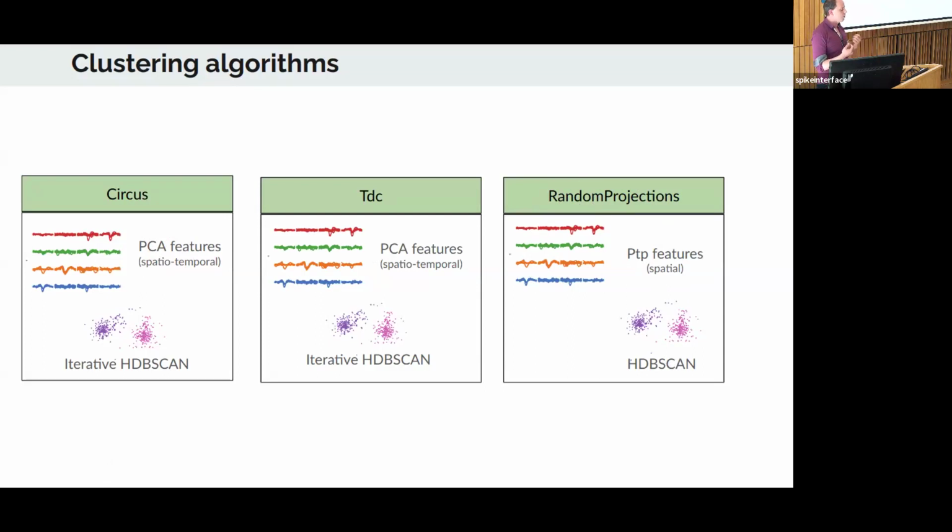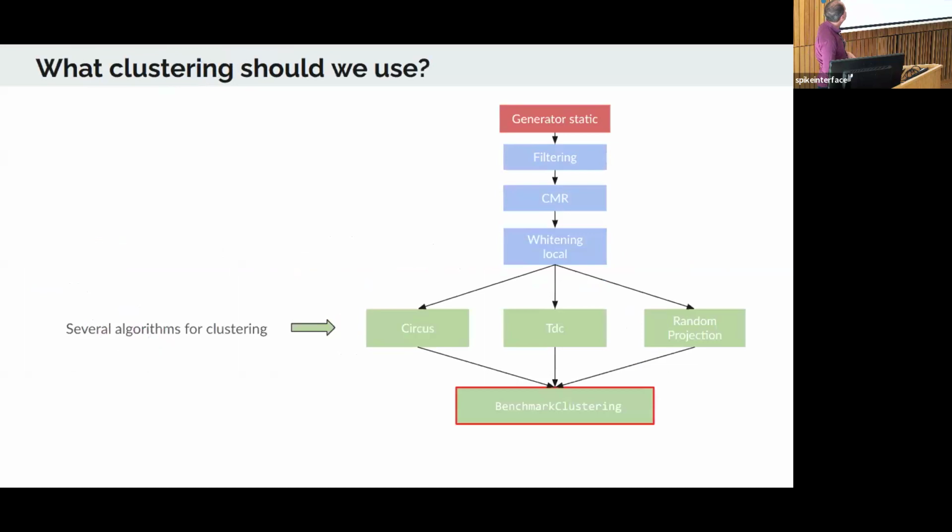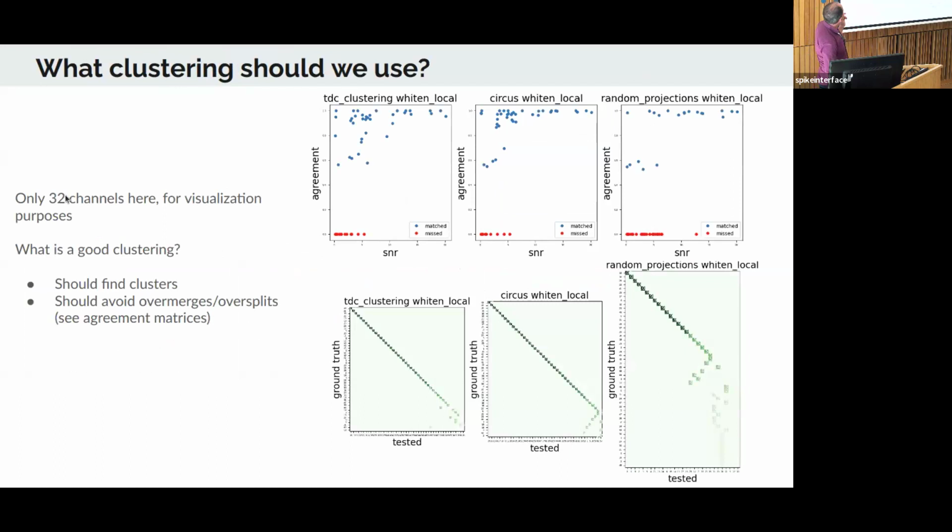I won't go into the details of this algorithm because I don't have time, but the message I want to convey here is that who has the best clustering? We don't know, but we can benchmark. We should benchmark this step and this step only. So I can again take my pipeline, static filtering, CMR, whiten my data and ask what's the best clustering. On this slide and this slide only, I will just take 32 channels for visualization because what's the best clustering is not as straightforward a question to answer clearly as you might think, because a good clustering should find all the clusters, but not too many crappy or split or overmerged.